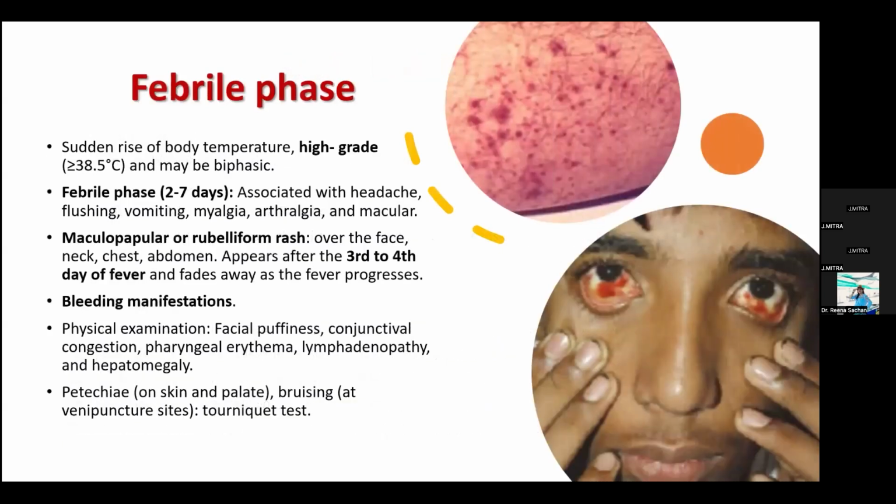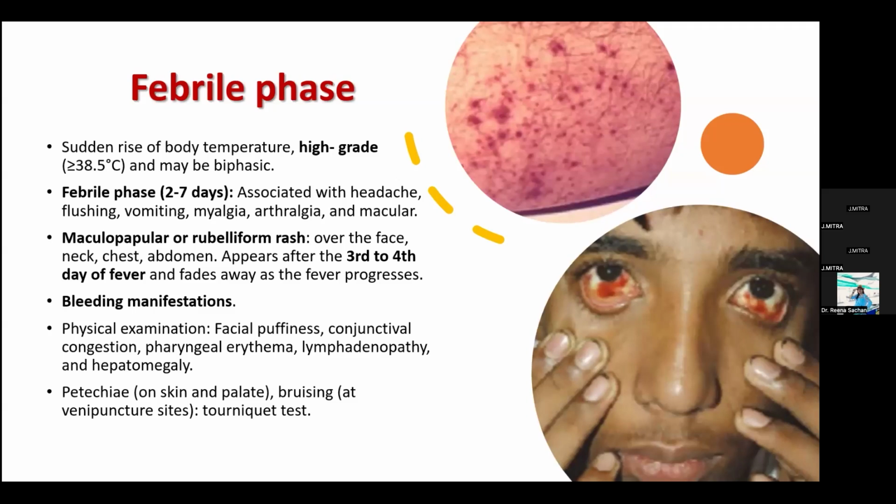As already told, there are 3 phases of dengue fever. The first one is the febrile phase. The patient presents with high grade fever, and that may be biphasic. This febrile phase lasts for 2 to 7 days, and is associated with headache, flushing, vomiting, myalgia, arthralgia, macular and maculopapular rashes, rubeliform rashes. These rashes can be seen over the face, neck, chest, abdomen, and they may appear after the 3rd to 4th day of the fever.